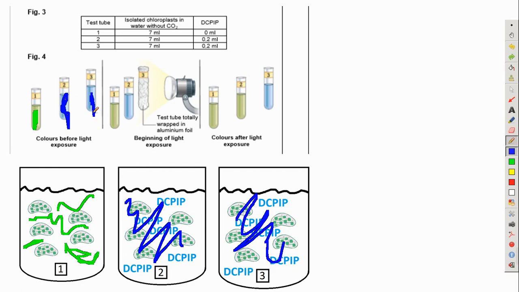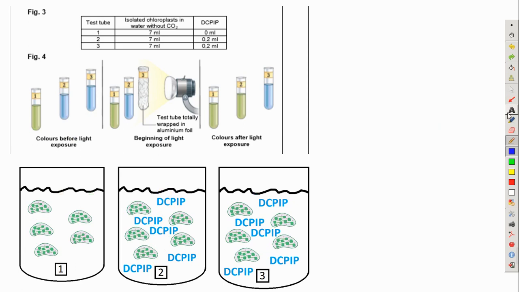Okay, and as we said, in all of the tubes there's no CO2. That's the explanation for the colours. So tube 1, just the chloroplasts, that's why it's green. Tube 2, chloroplasts plus DCPIP, that's why it's blue. And tube 3 is the same as tube 2. Okay, so we've done this part here. We've explained what we have in the tubes.